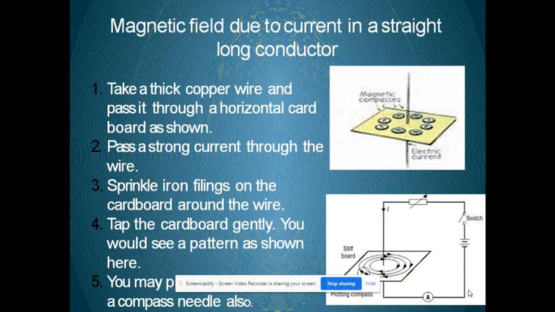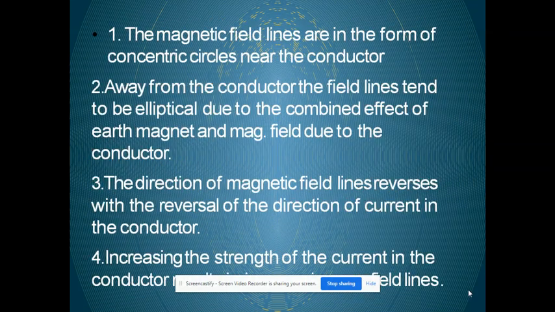And this pattern we can get with the help of a compass needle also. Now look at this first diagram. In the first diagram, a compass needle is placed on the cardboard, and the direction of the north pole of the compass needle tells us the direction of magnetic field lines.